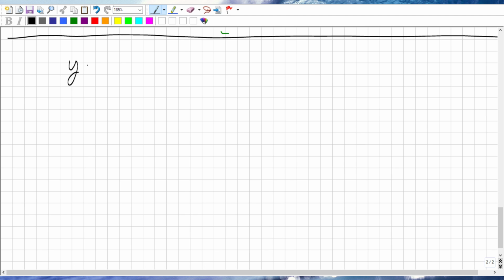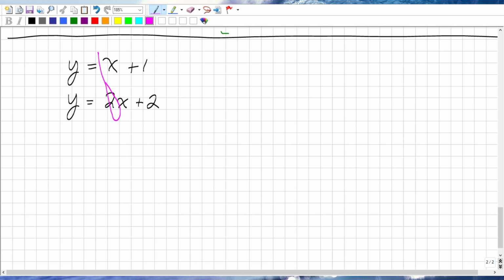Let's say that I have y is equal to x plus 1, and I'm also given the equation y is equal to 2x plus 2. First question, is this going to have a solution? Yes. How do I know that? Yeah, the slopes are not the same.